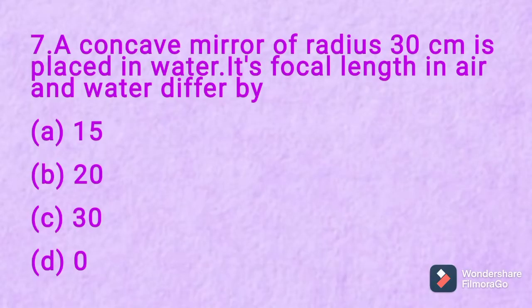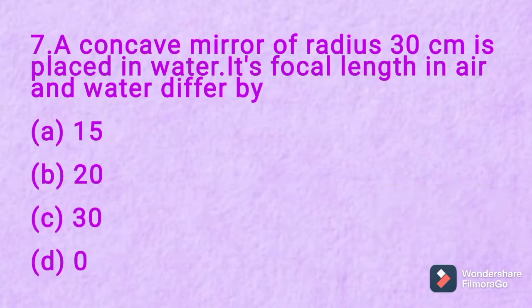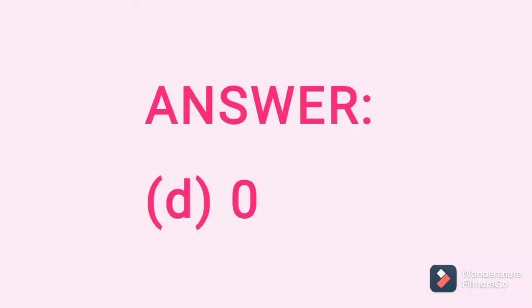Seventh question. A concave mirror of radius 30 cm is placed in water. Its focal length in air and water differ by: option A 15, option B 20, option C 30, option D 0. And the answer is option D, 0.